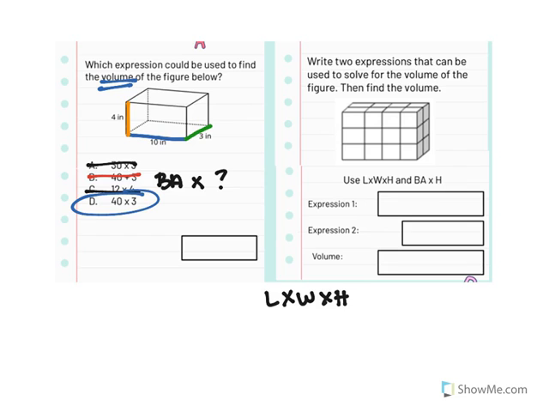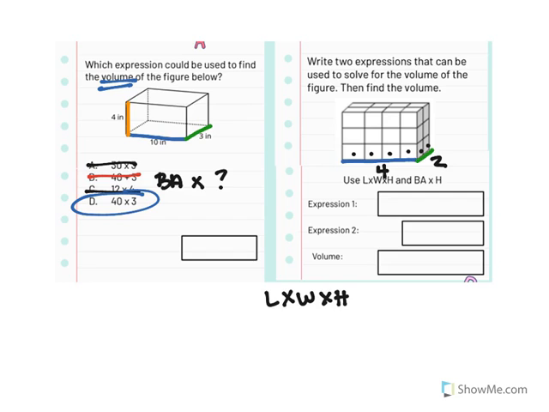First thing I need to do is find the length, width, and height. I know length is from side to side. I have 1, 2, 3, 4 units. I know width is front to back. I have 2 units along the width.